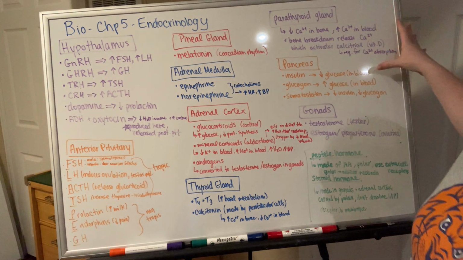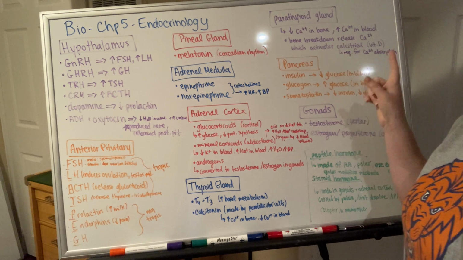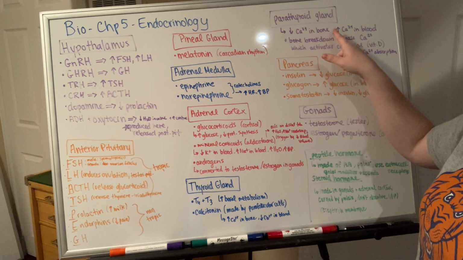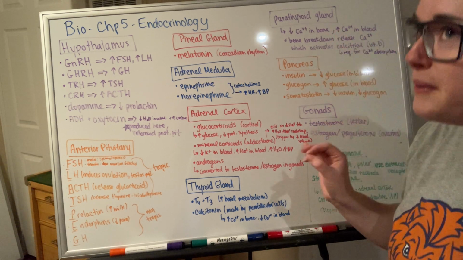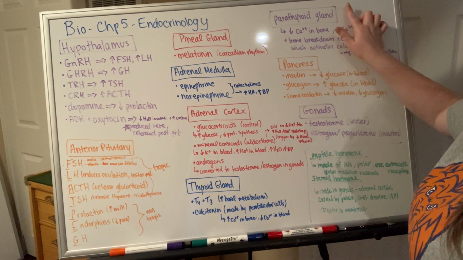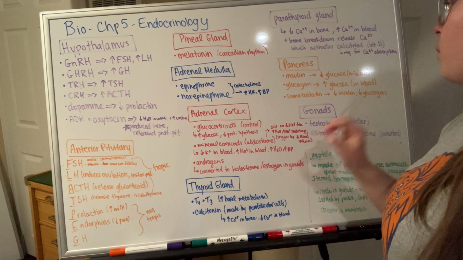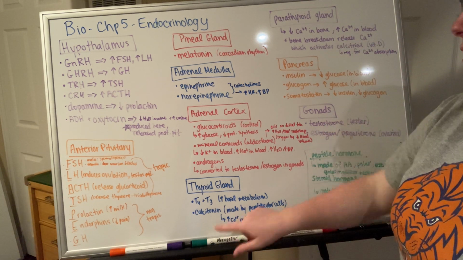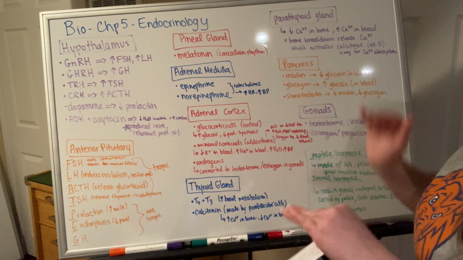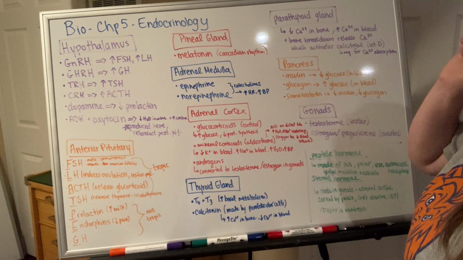So now we have our parathyroid gland, okay? And this actually will decrease the calcium in the bone. It increases calcium in the blood. So the parathyroid gland that secretes the parathyroid hormone actually has the opposite effect of calcitonin. Okay, so this is how that calcium is regulated, using calcitonin and parathyroid hormone.